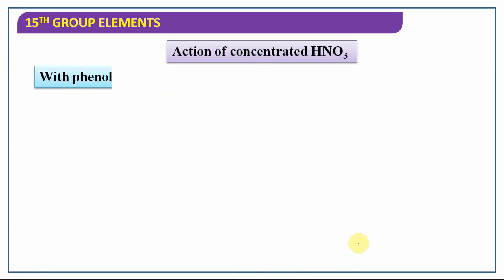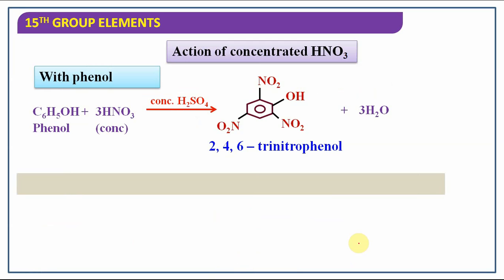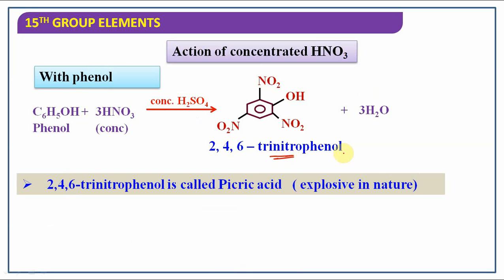Clear? Similarly with phenol also, concentrated nitric acid plus concentrated sulfuric acid gives 2, 4, 6 trinitrophenol, which is commonly known as picric acid, one of the strongest acids. So nitro groups are generally responsible for the explosiveness of the compound. Because of more number of NO2 groups, it can be called an explosive also.